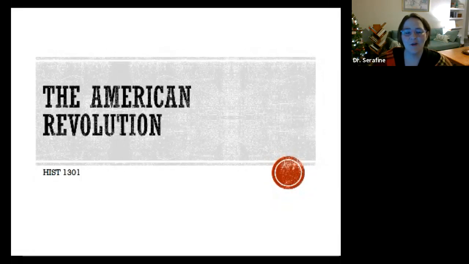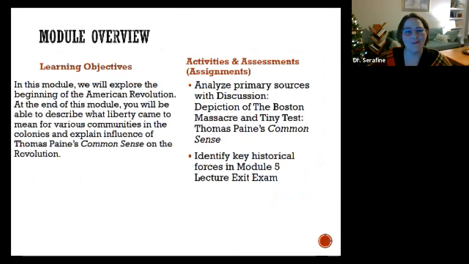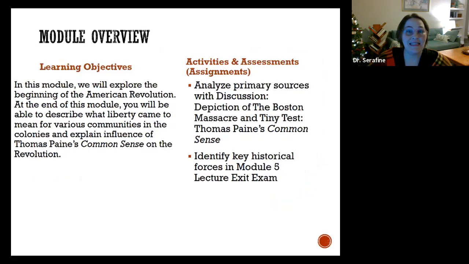Hi, welcome to Module 5, the American Revolution. That's right, we're already at the revolution, the start of the revolution anyway. Today we're going to explore that beginning of the American Revolution, and we're going to see how liberty is changing. How is the meaning of liberty and freedom changing in the colonies from about 1763 right up to 1776.